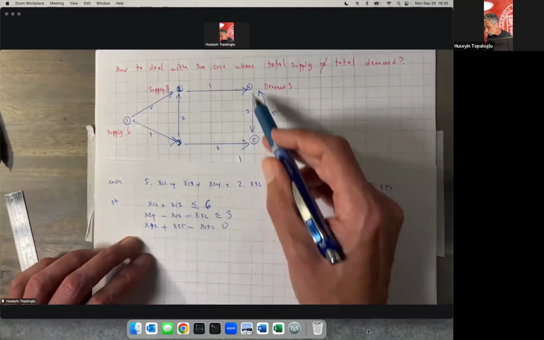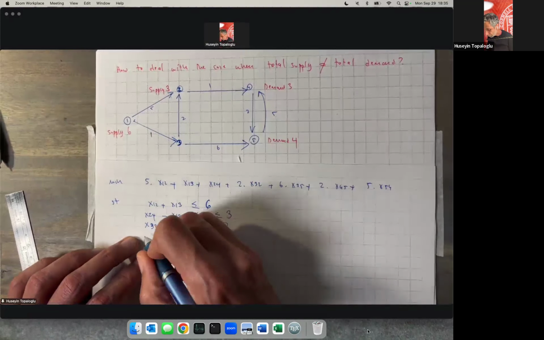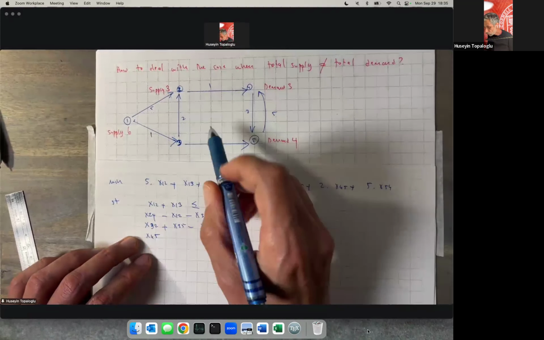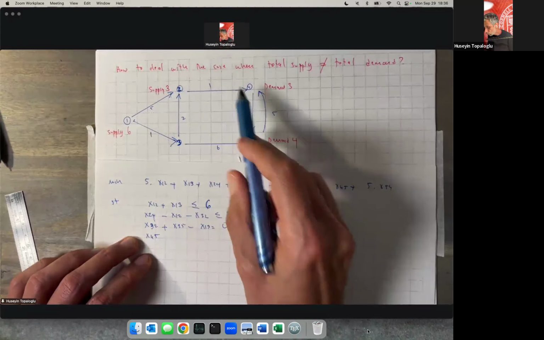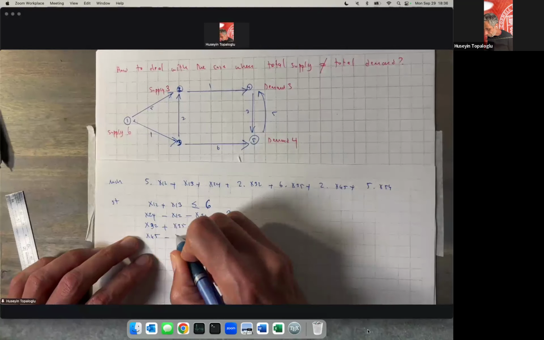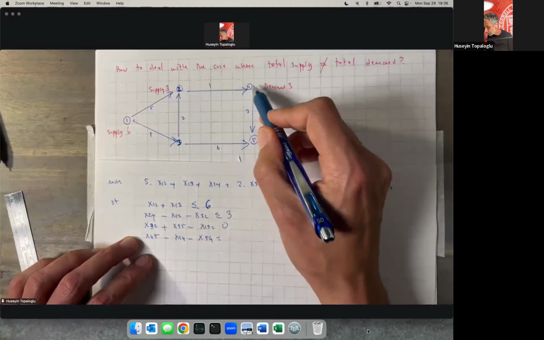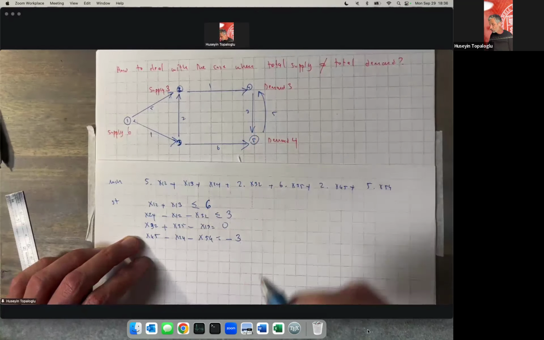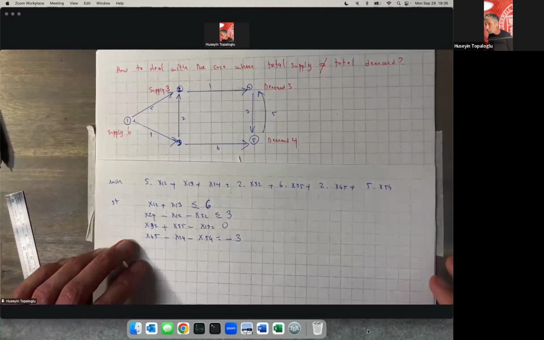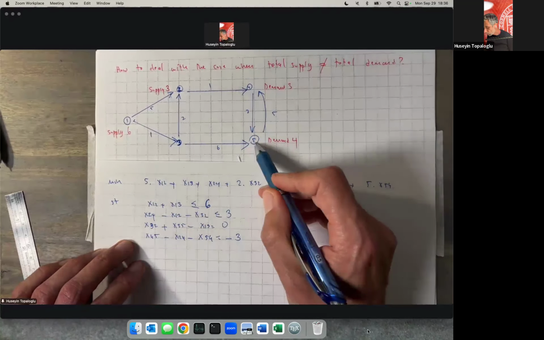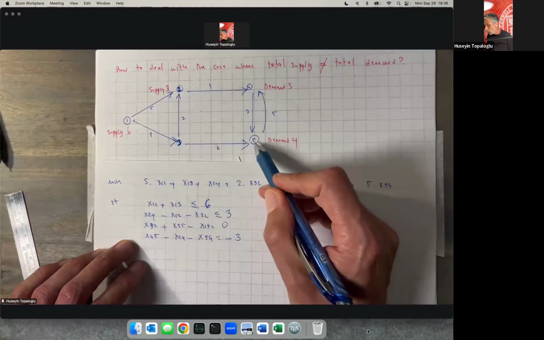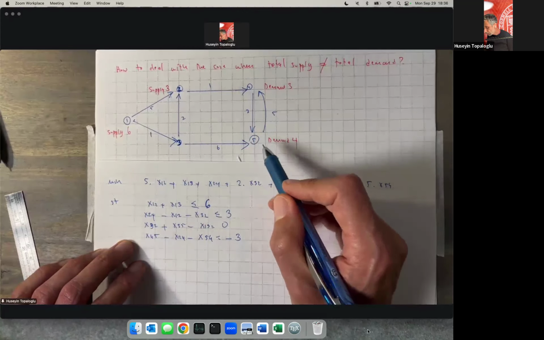Let's write the constraint for node 4. Total flow out, x45, minus total flow in, x24 and x54, is equal to the availability at this node. What is the availability at this node? It's a -3 because it's a demand node with a demand of 3.